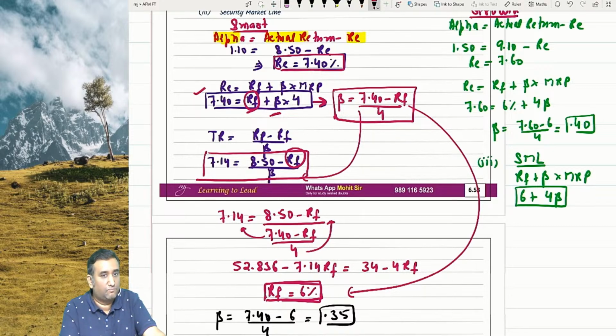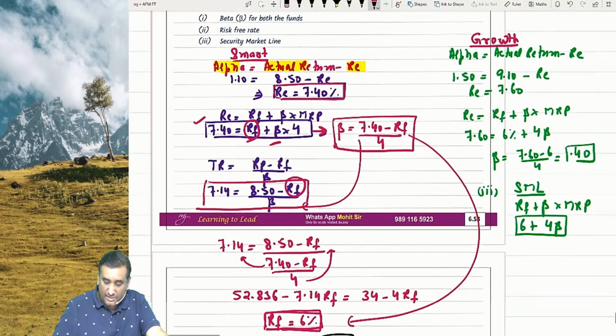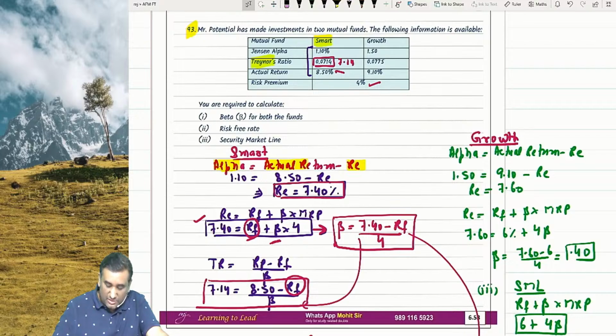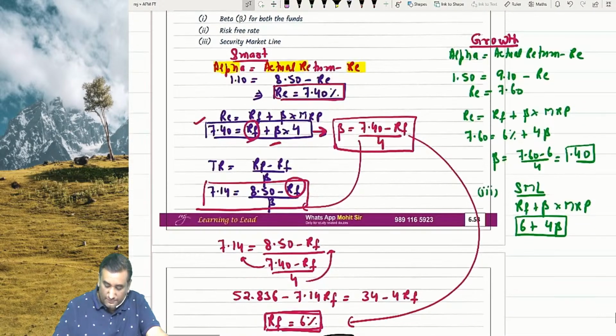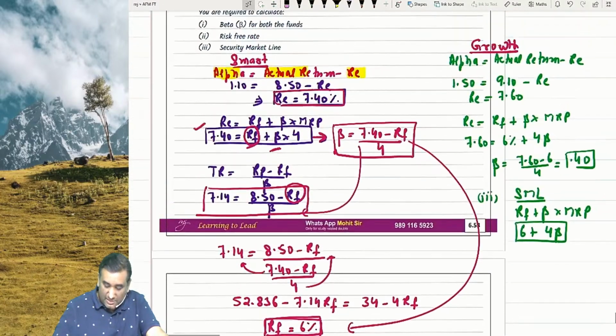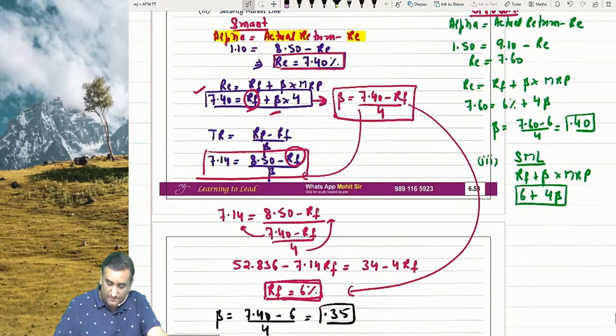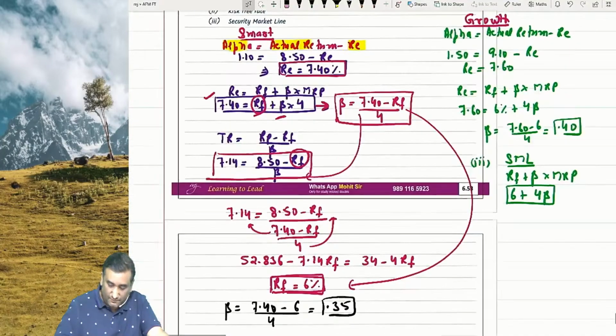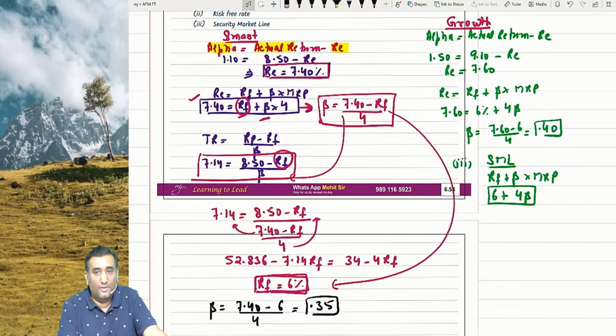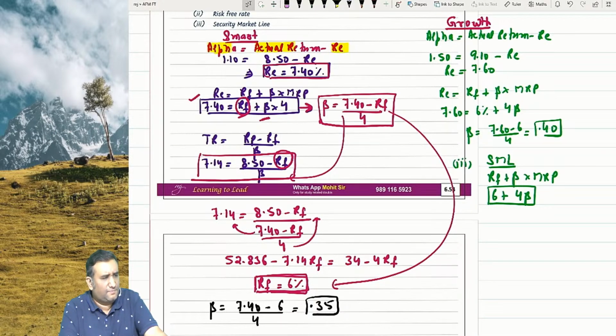Done. Then apply a similar exercise for the growth, second part also. In that you will have slightly reduced work because RF you know now. SML is nothing but that equation. Jensen's alpha he can touch this way. Treynor ratio, Jensen's alpha, touch in different forms.